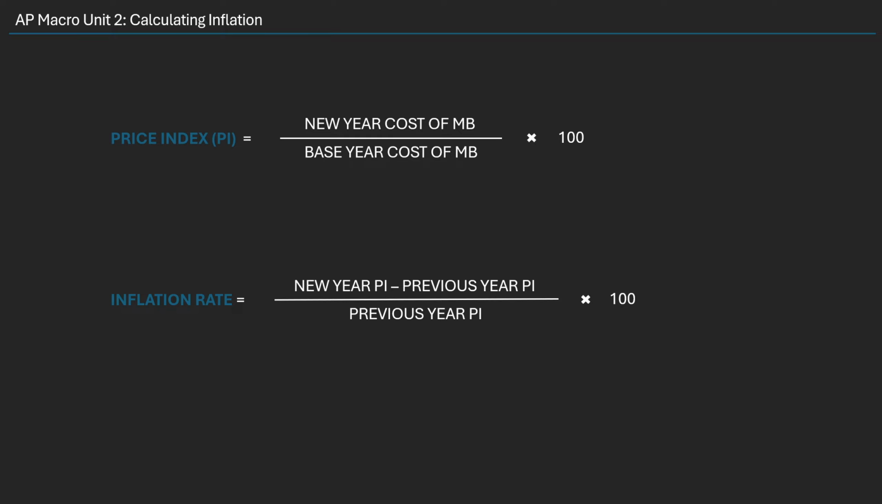The equation for the price index, or PI, is the new year cost of the market basket, so the current year market basket, divided by a base year cost of the market basket, times 100. And finally, to calculate your inflation rate, it's this year's price index minus the previous year's price index divided by the previous year price index times 100. If your previous year is your base year, then you can just put 100 in for your previous year PI.